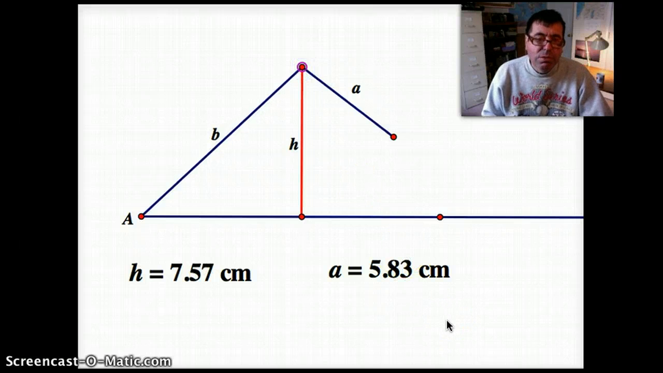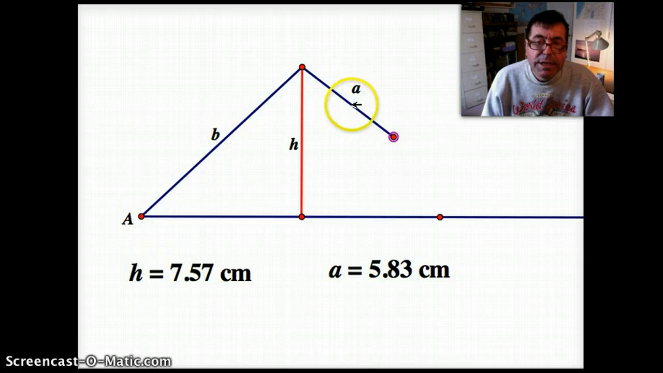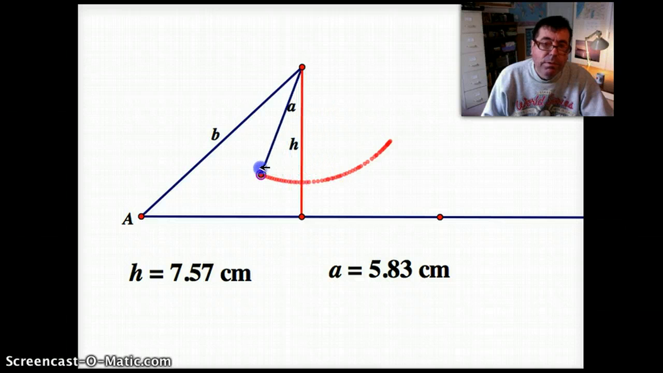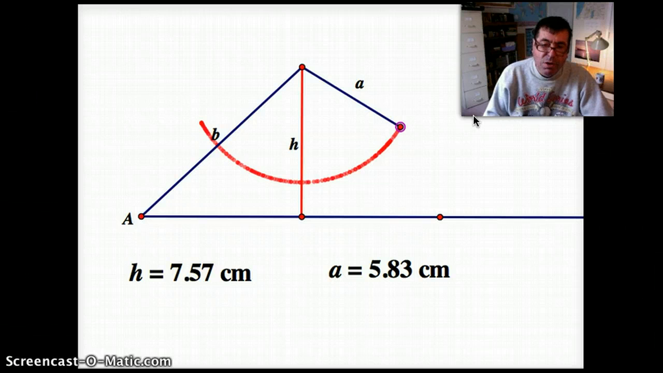All right, now let's go through the major criteria. First of all, in this case I have a is less than h. It will never touch the bottom of my triangle here, so I can't form a triangle. If I can't form a triangle, my answer is no solution.